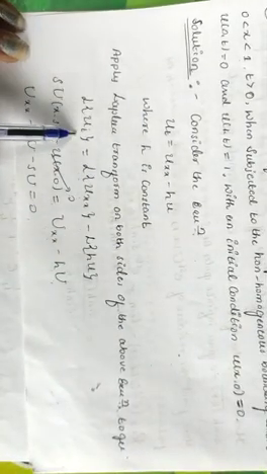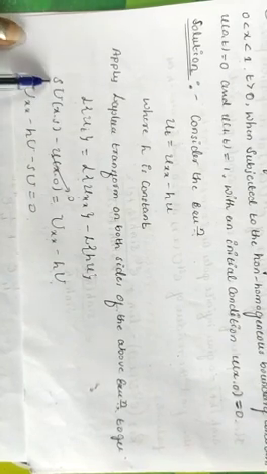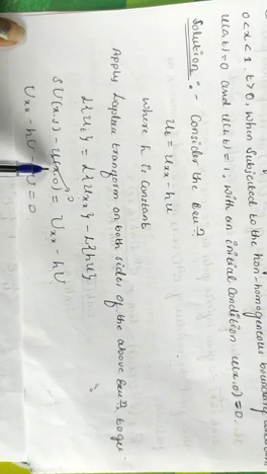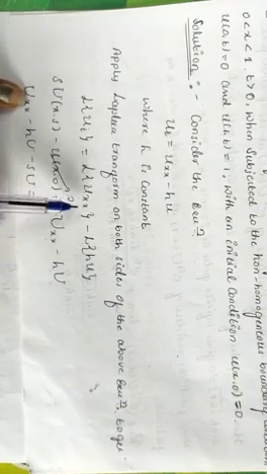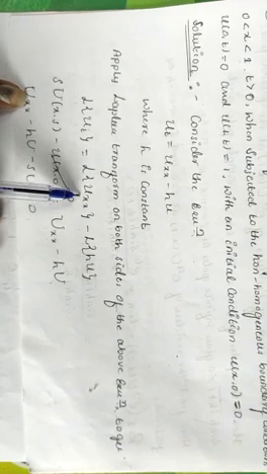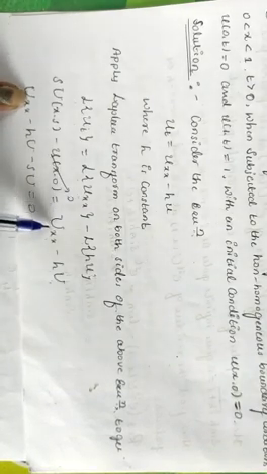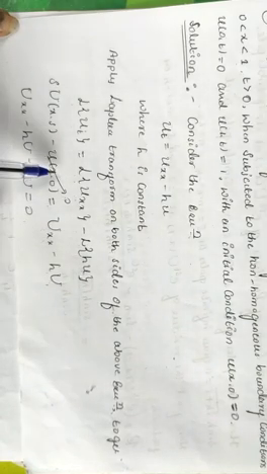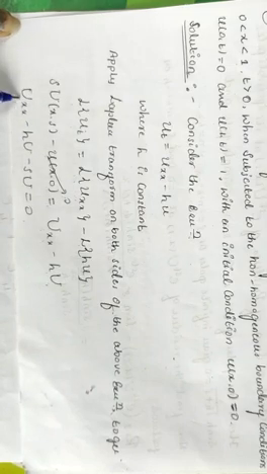So we get the Laplace transform of ∂u/∂t, which becomes s U(x,s) − u(x,0), equal to the Laplace transform of ∂²u/∂x², which becomes d²U/dx², minus h U. Now from the initial condition, u(x,0) becomes 0.